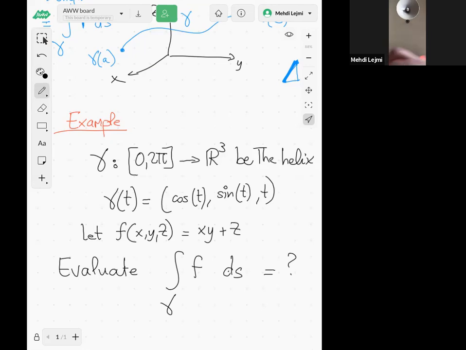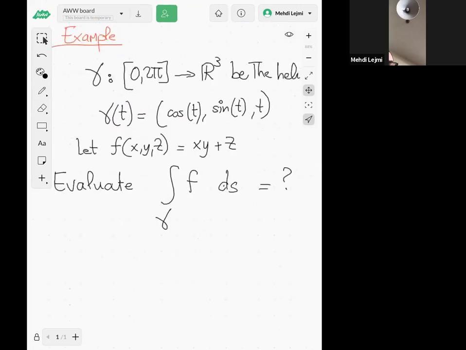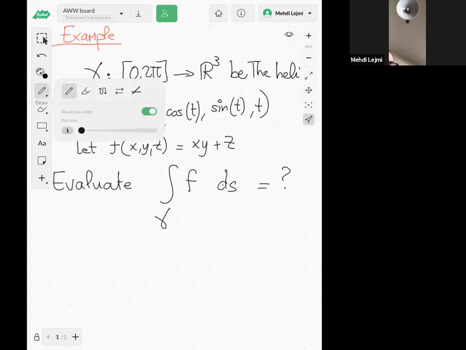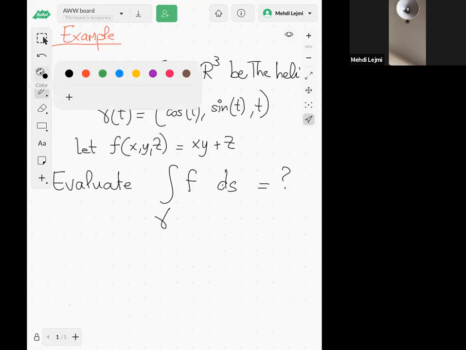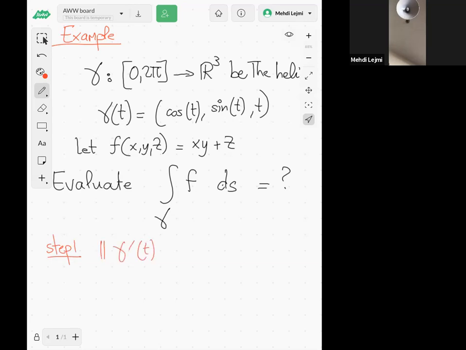So first step, you have to compute the length of the derivative of gamma. So step one, we have to find the length of this gamma prime of t, because we're going to need it inside the integral. So gamma of t is (cosine of t, sine of t, t), right?